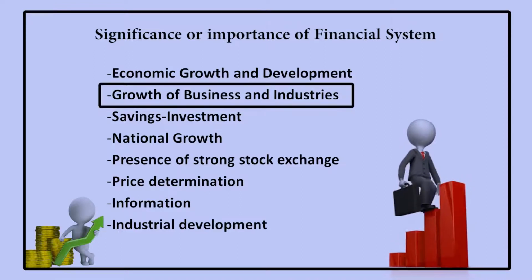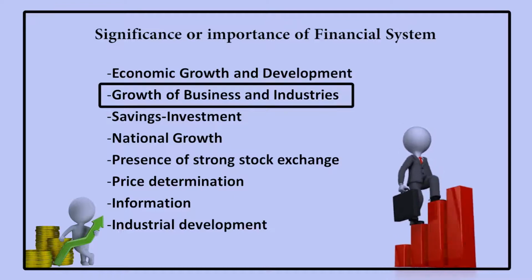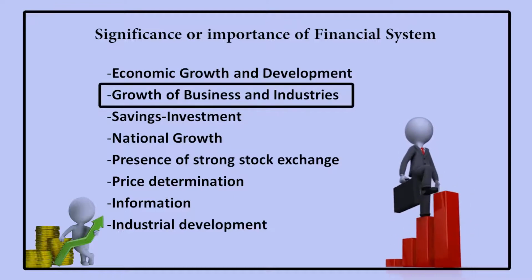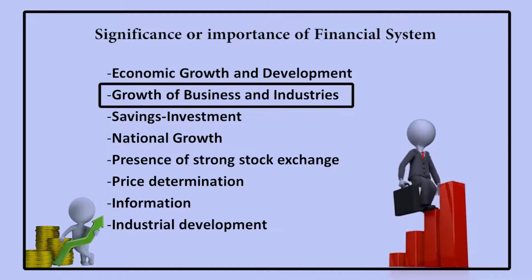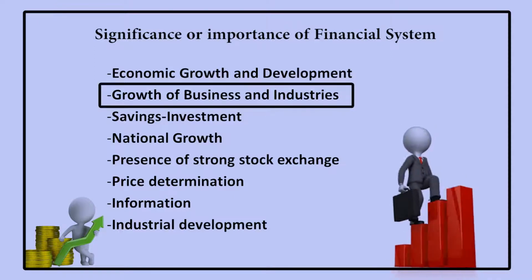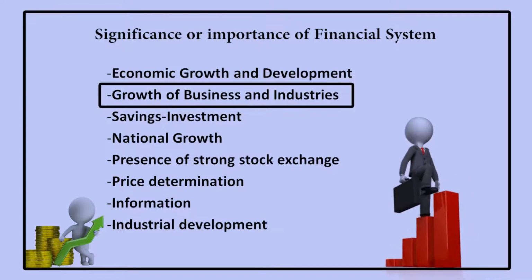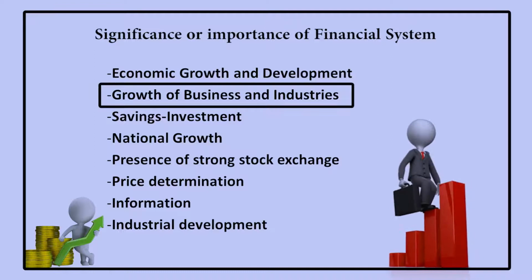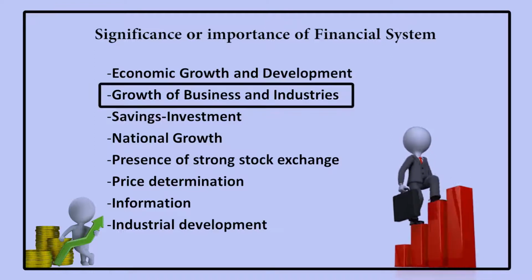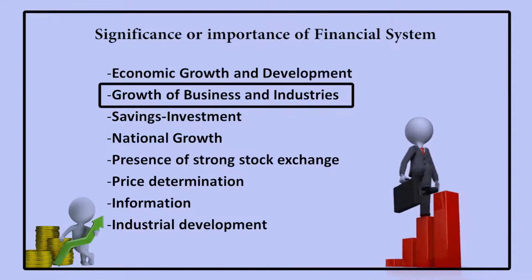The main function of the financial system is to supply funds from the savings surplus unit to the savings deficit unit. With the help of this, savings are supplied from the household sector to the industrial sector for the growth of business and industries.